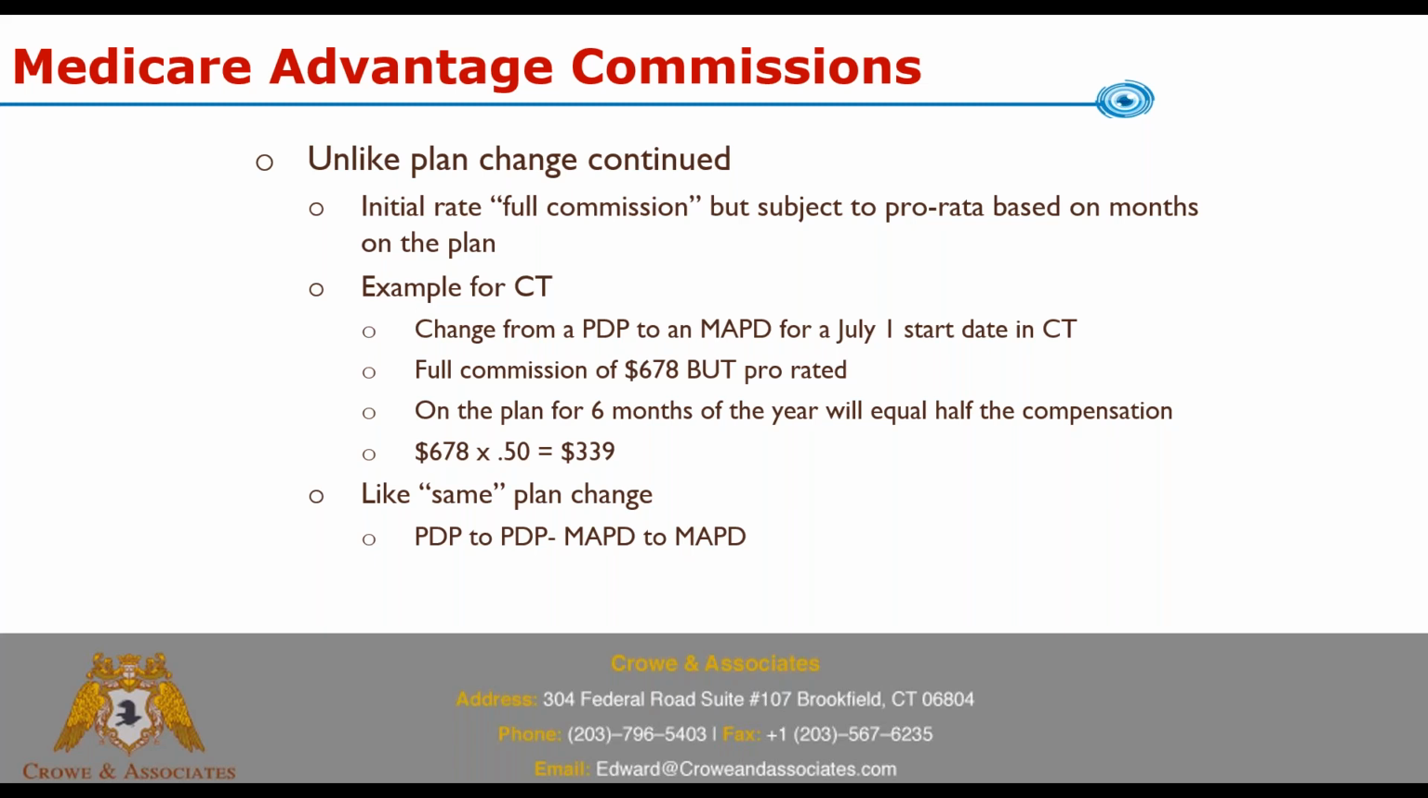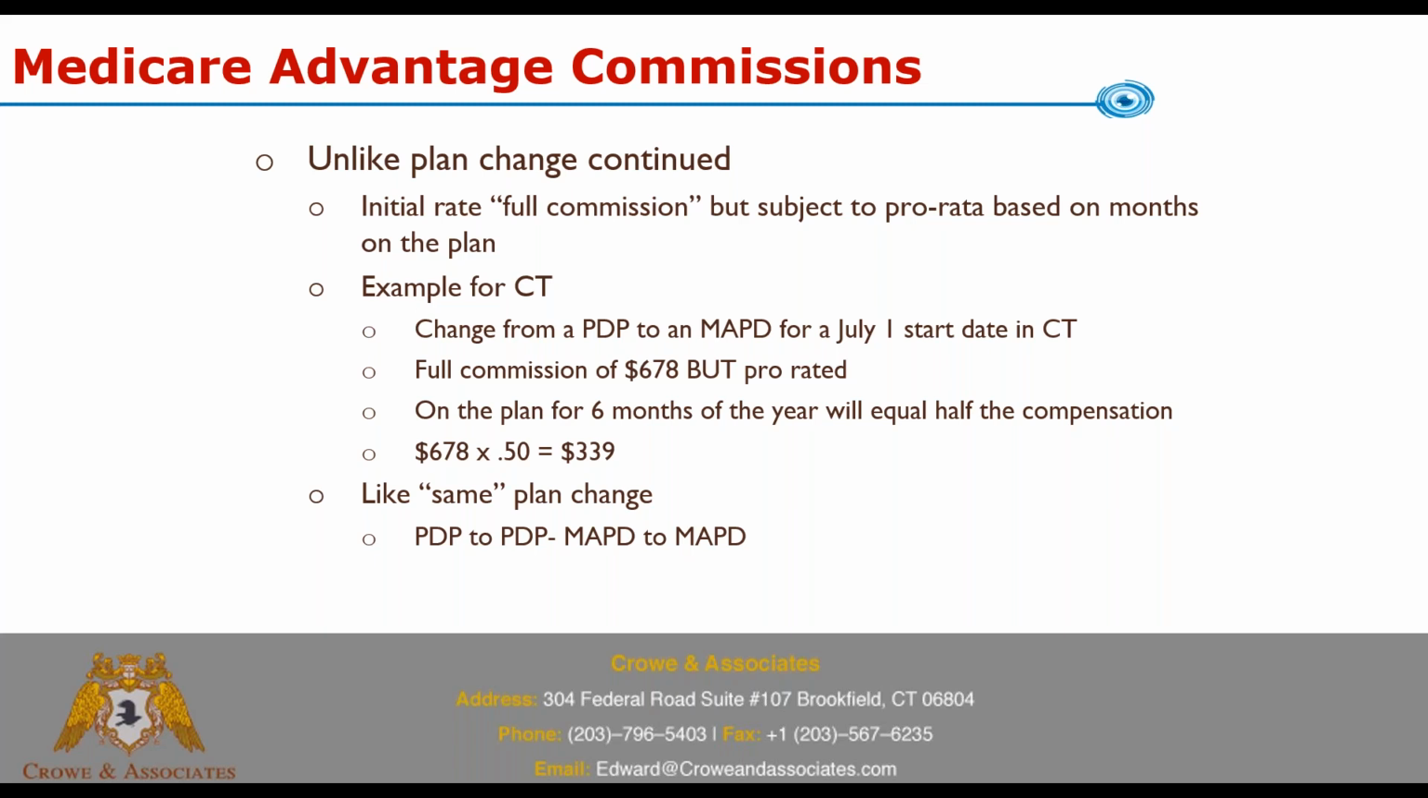And again, I'll use Connecticut as the example here. So somebody had a supplement and a PDP, you changed them to an MAPD, so they're new to Medicare Advantage for July 1. It's going to be the full commission, but it's going to be prorated. They're going to prorate it by the number of months they were enrolled. So in this scenario, they're only enrolled for 6 months. So you're going to get full commission, but prorated by half the year. So 678 times 0.50, you're going to get 339 in that case because it's prorated. But the renewal will start in January.